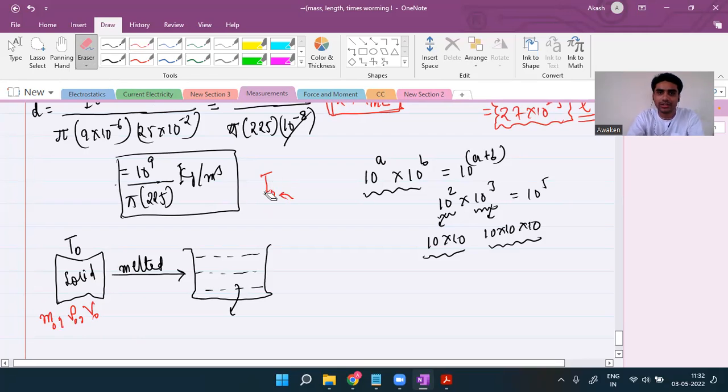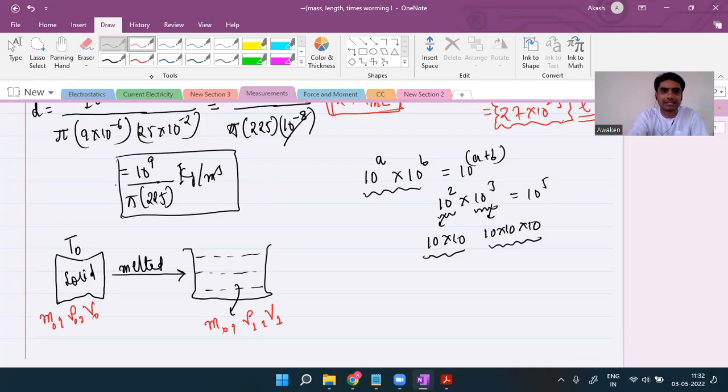Now you see, when we melt this and we put it inside this container, the mass is still going to be the same. Mass won't be changed ever. As you throw something out from the solid, mass will not change. But now because you have melted, it's a different substance altogether. So density will be changed. So density 1 and therefore volume 1 is changed. And this is at a temperature of T1. Now it's not at the same temperature.